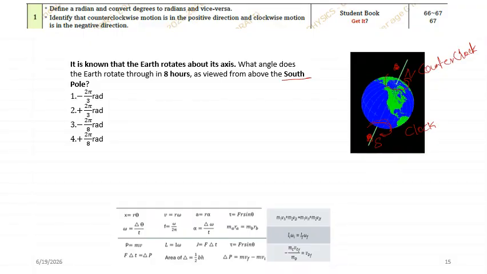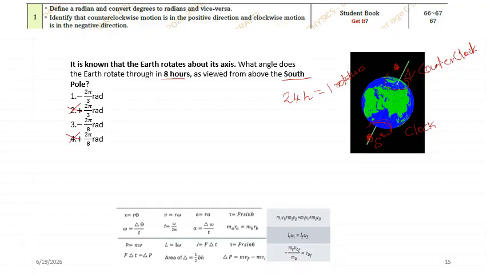As we said, the question demands the south pole. Obviously you can eliminate these two options. This is wrong as well as this is wrong. Why? Counterclockwise positive, that option you can eliminate. Only two options we have. Now what is to be done? They're asking in 8 hours how much angle will be rotated. For that we need to know that the earth takes 24 hours for one rotation.